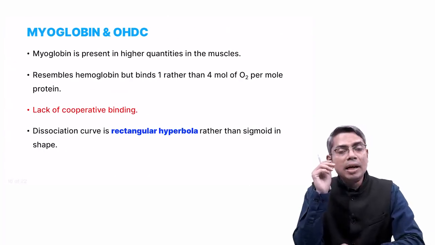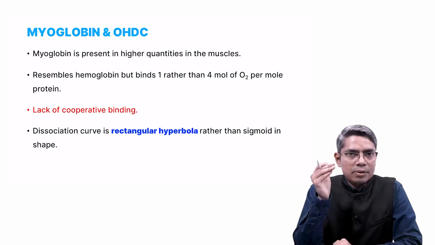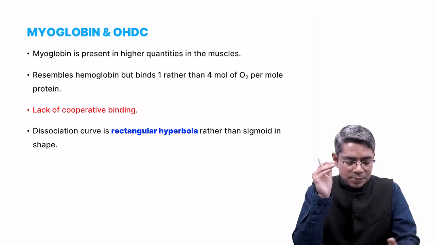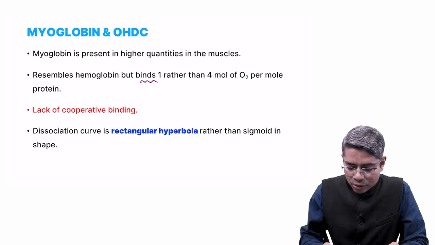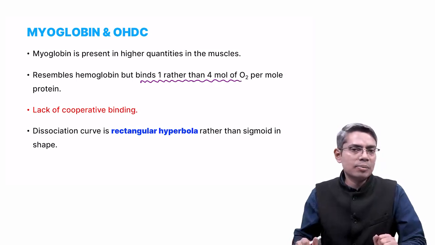Now coming to myoglobin and the oxygen hemoglobin dissociation curve. I already told you that the myoglobin curve looks like a left shifted curve, but that is not actually left shifting. Why? Because myoglobin binds only one molecule of oxygen rather than 4 molecules of oxygen like the normal hemoglobin.